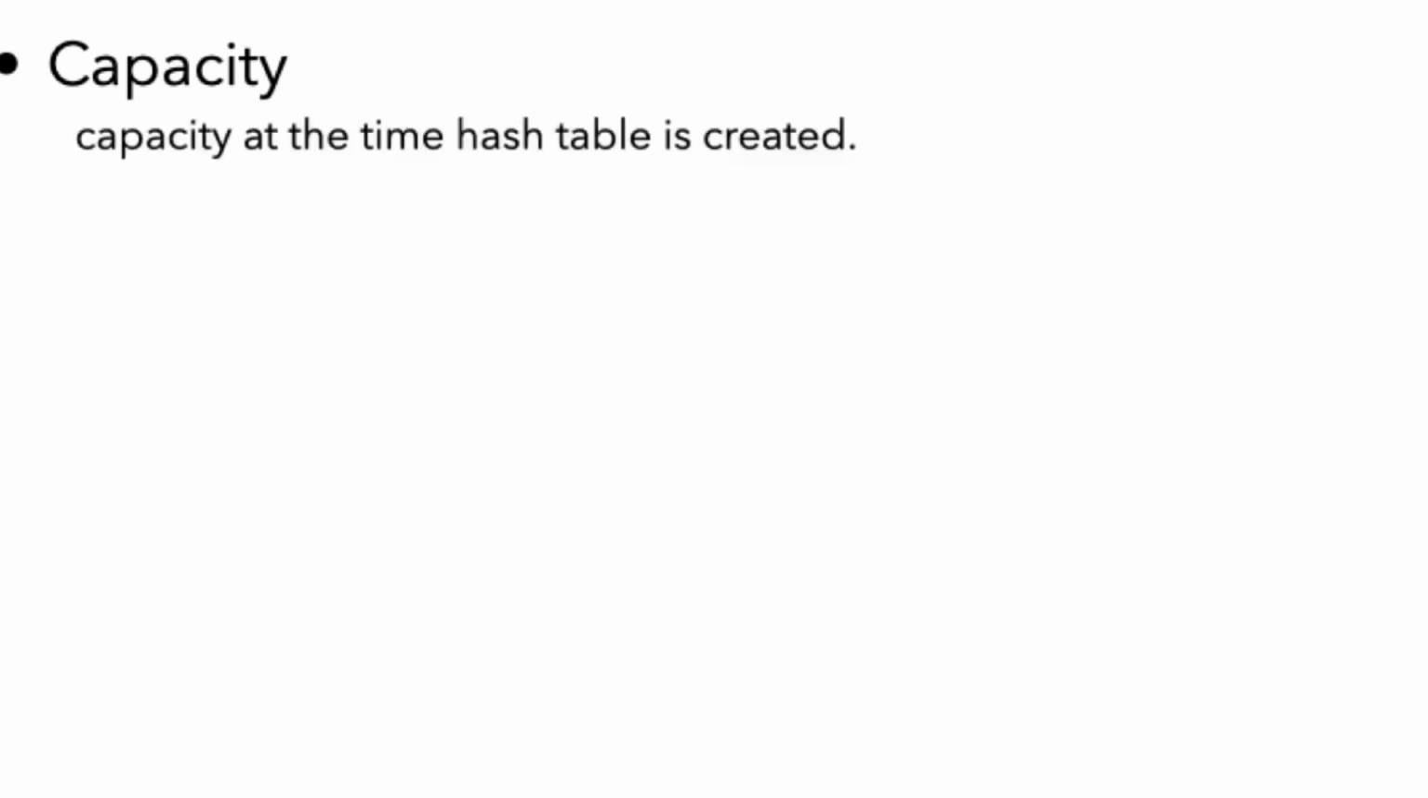Capacity is the number of buckets in the hash table. So initial capacity is simply the capacity at the time the hash table is created. By default, the initial capacity is 16 and it is always a power of 2, like 2, 4, 8, 16, and it can reach a maximum of 2 to the power of 30.